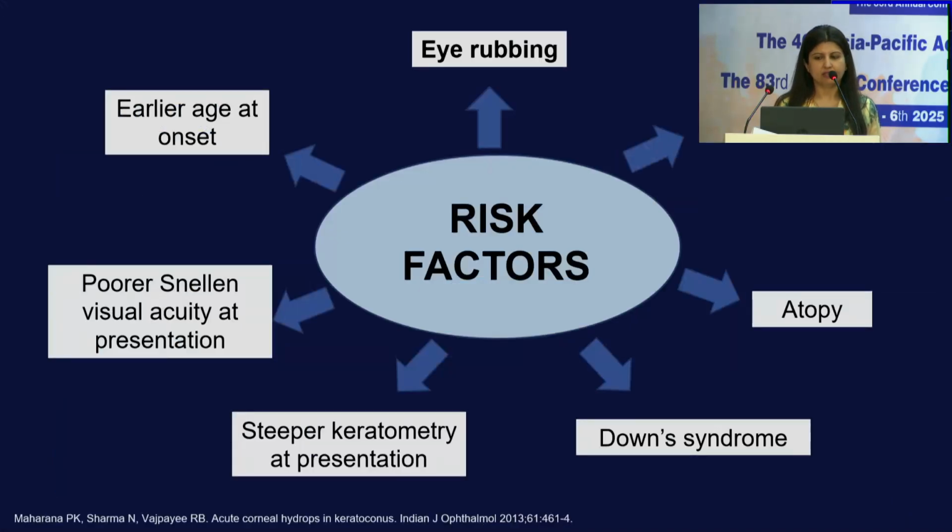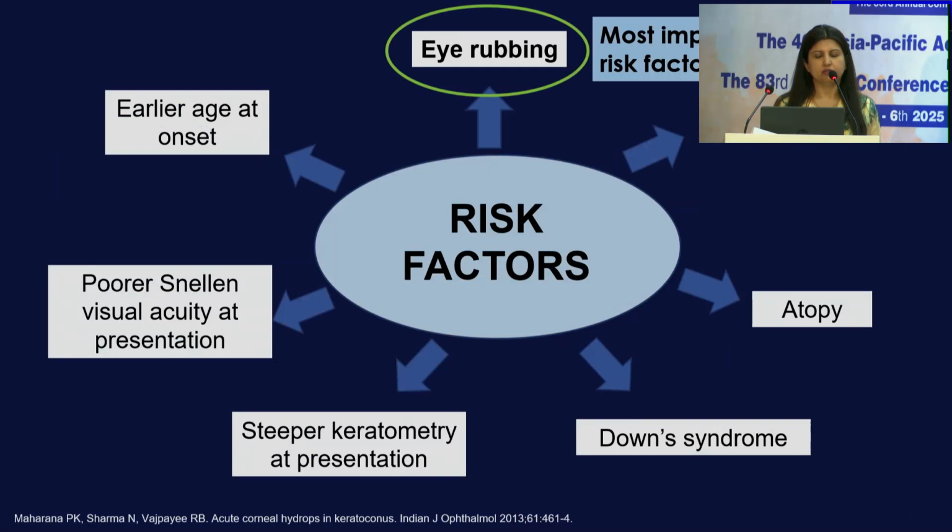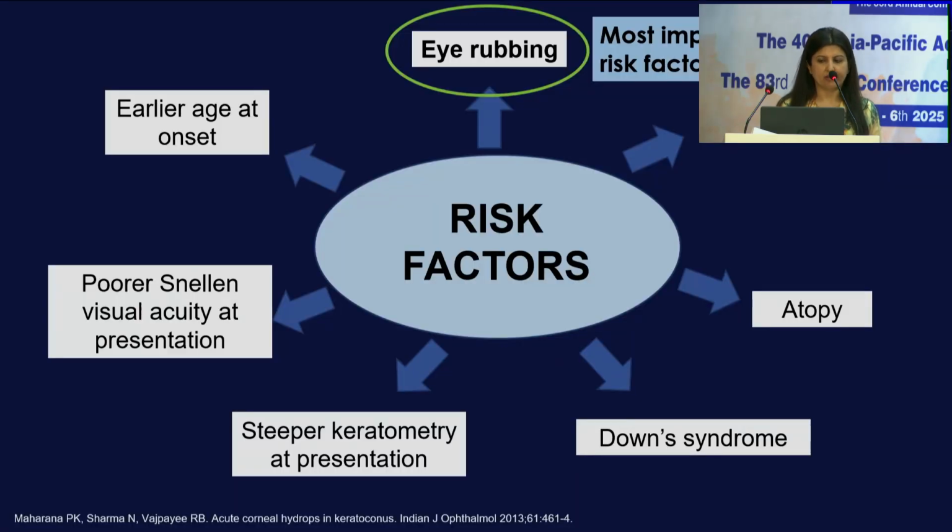What are the risk factors? Eye rubbing is the most common risk factor and the most important, so we advise all our patients to avoid eye rubbing. Then VKC, atopy, Down syndrome, steeper keratometry at presentation is also a risk factor for hydrops, and poor visual acuity at presentation and earlier age at onset.